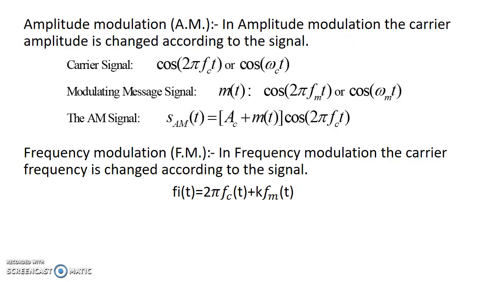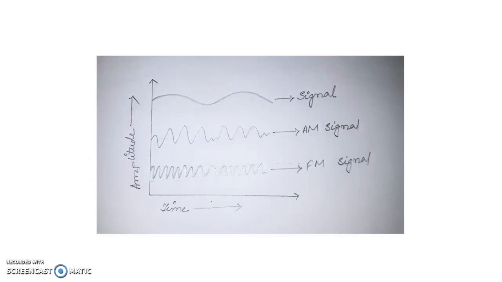Now, frequency modulation. In frequency modulation, the carrier frequency is changed according to the signal. This is the equation for frequency modulation. This is the simple diagrammatic expression of the amplitude modulated signal and frequency modulation. So here the waveforms are shown.